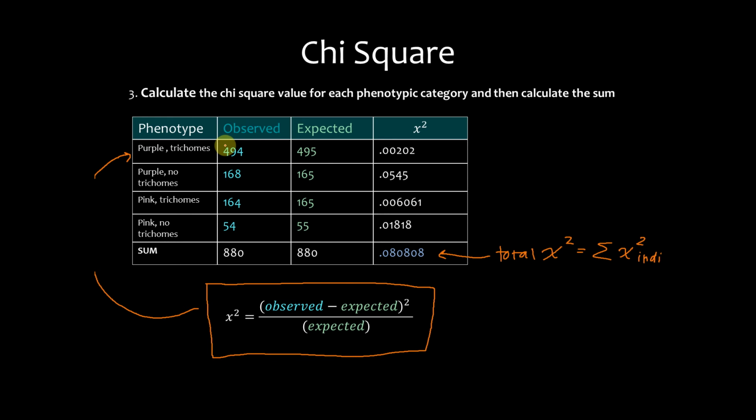So here's the observed. That's just given in the problem, so we don't have to worry about that. But here's the expected. So purple and trichomes. Let's just do this once. So here's purple trichome.